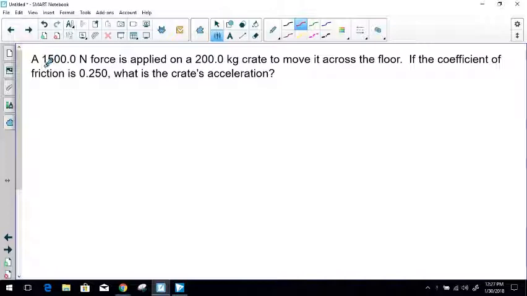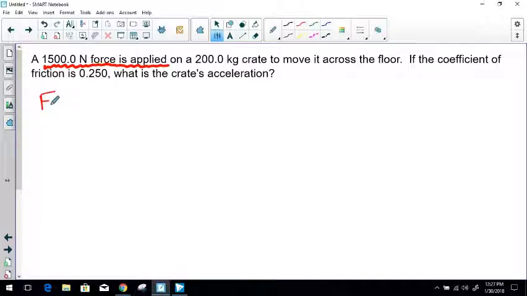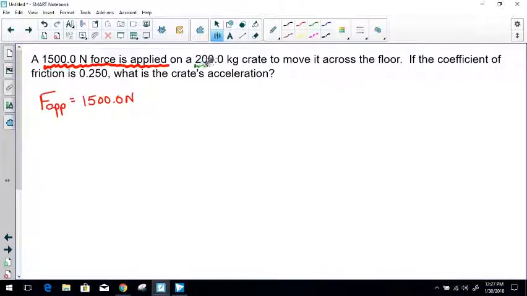First, we're given that we have a 1500 Newton force that is applied. So we're looking at force applied equals 1500 newtons. We're also given a mass of 200 kilograms. So mass equals 200 kilograms. And we know that this force is applied to a crate to move it across the floor.